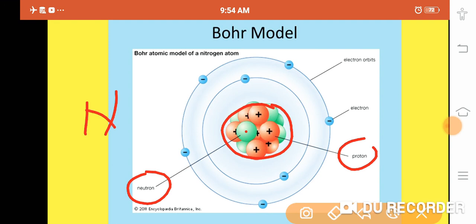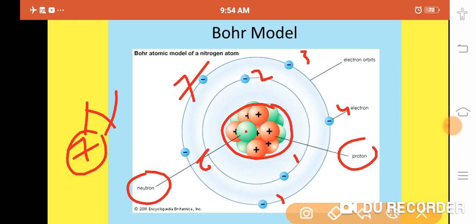Since nitrogen has atomic number 7, the number of electrons is equal to the number of protons. How many electrons are present here? 7 electrons are present, and you may see this is 1 2 3 4 5 6 and 7 electrons. All the electrons revolve around the nucleus in shells. K shell, L shell. If more electrons are there, then after completely filling the L shell, they will enter the M and N shell. It is according to the atomic number of the atom.